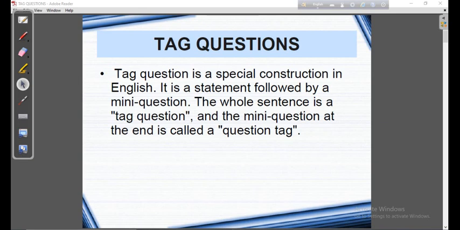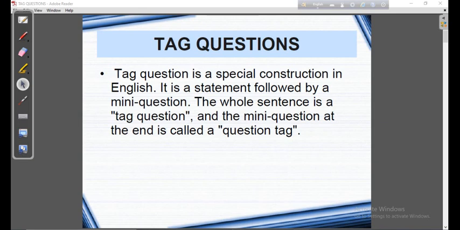So, what is tag? I think you are quite acquainted with the word tag. Tag means to attach something, to tie something, to attach something to another thing. That is tag. So, tag questions. Let us know the very definition of tag questions.